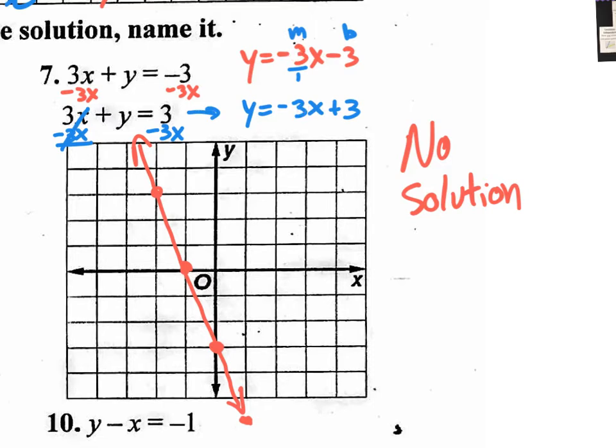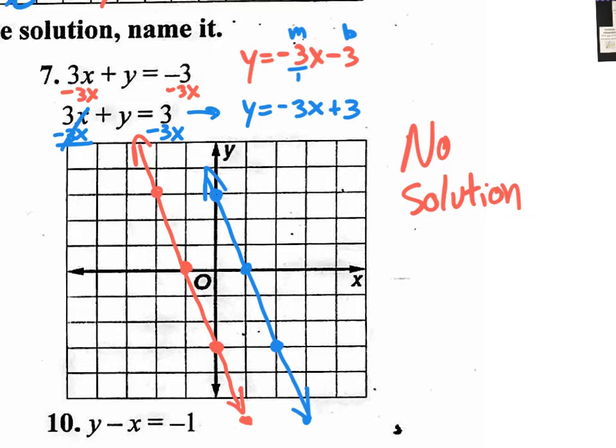Let me draw it anyway. So this one crosses at positive 3. 1, 2, 3 right here. And then from that point, I go down 3 over 1. Down 3 over 1, and down 3 over 1 off the graph. As you can see, the red line and the blue line are parallel. They're never going to cross.